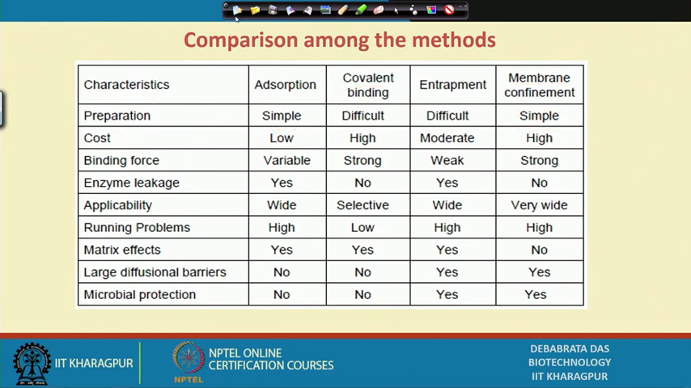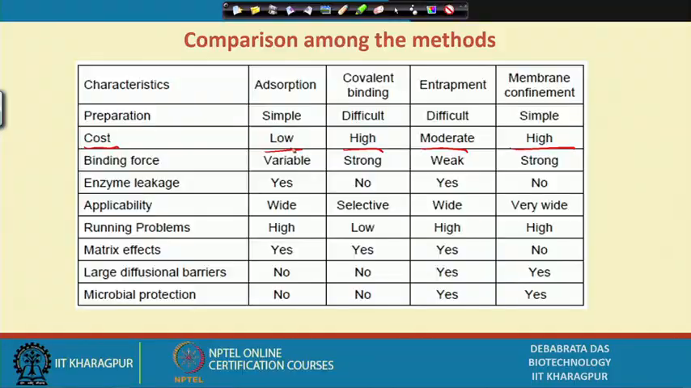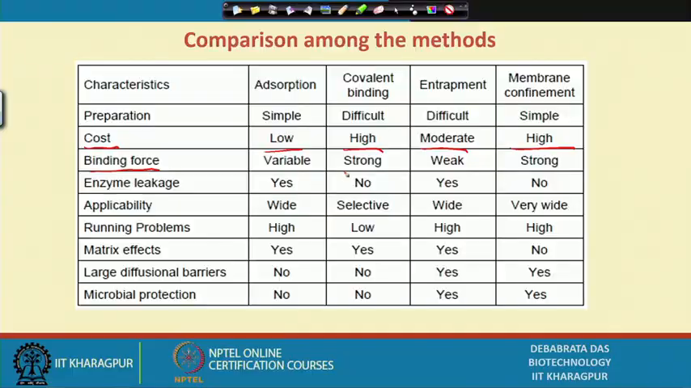Now, if you look at the cost, in the case of adsorption it will be low, covalent will be high, entrapment will be moderate, and membrane confinement will be high. If your cost criterion matters most, then obviously you go for the adsorption technique, because your monetary involvement is less. Now, binding force: do you want strong binding between the solid matrix and the enzymes? If you want strong binding, then you should go for covalent binding and membrane confinement. But in adsorption, the binding force will be very weak, or variable.